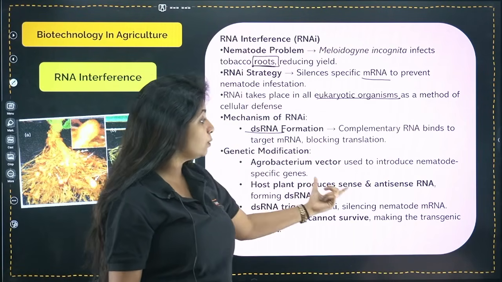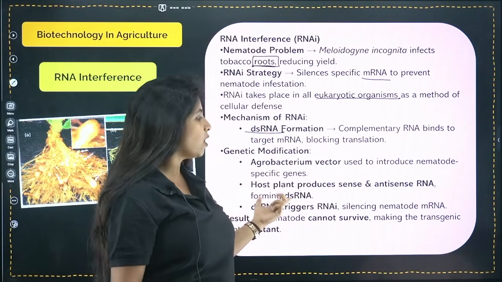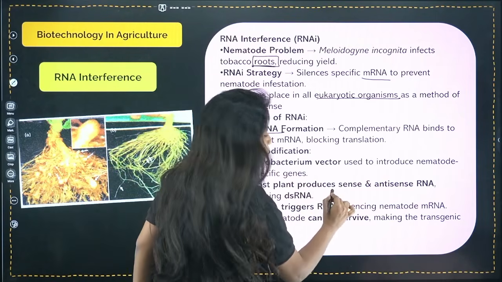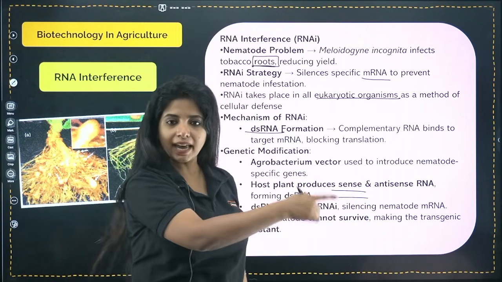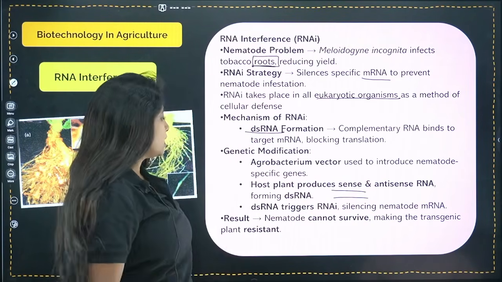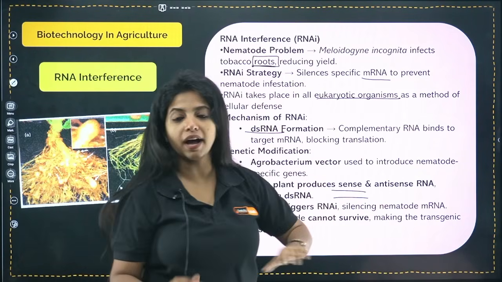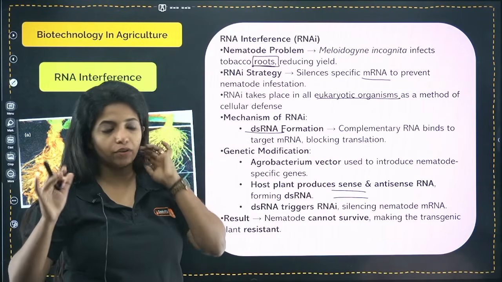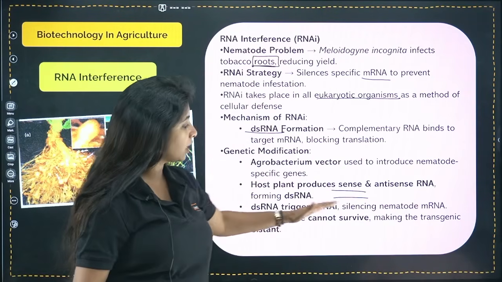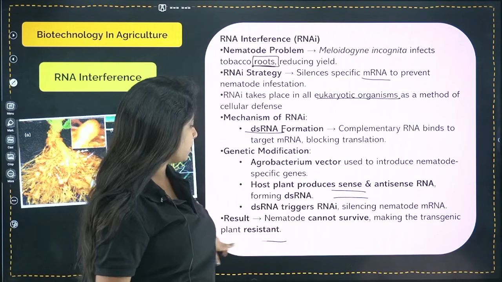Now the host plant produces sense and antisense RNA, forming double-stranded RNA. As I told you, one RNA, another strand. So sense and antisense is what you call it. Fine. Now double-stranded RNA triggers RNA interference, silencing the nematode mRNA. It does not allow the mRNA to undergo translation. Result, nematode cannot survive, making the transgenic plant what?